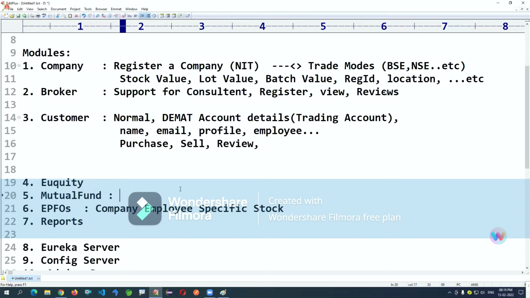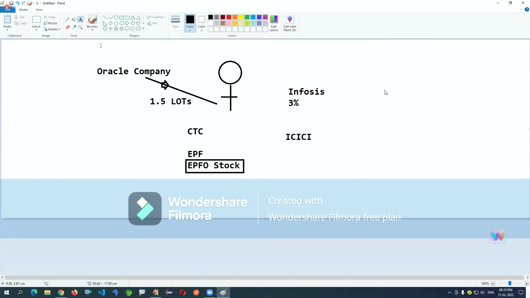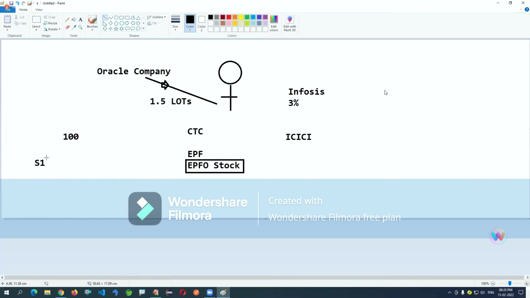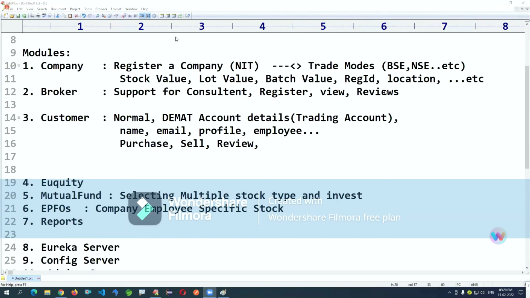Mutual funds are nothing but selecting multiple stock types and investing. For example, you have 100 rupees. What they are going to do is, based on some report, into stock one they'll put 20 rupees, into stock two they'll put 40 rupees, into stock four they'll put 30 rupees. Like that, they allocate the amount by dividing it into multiple stocks. That is actually selected by brokers. You are going to choose here.